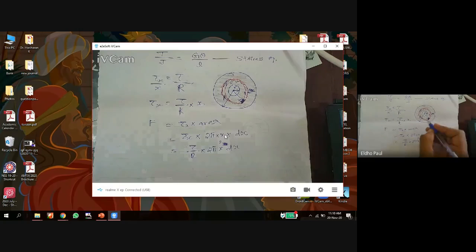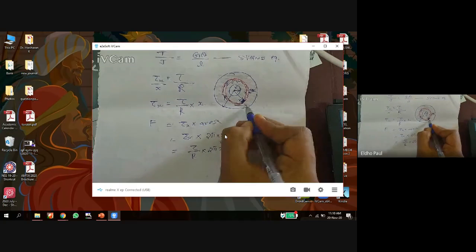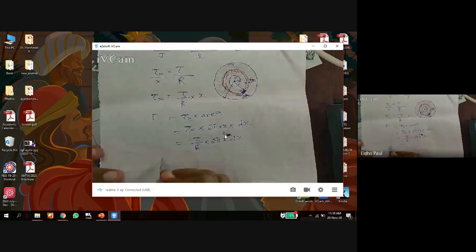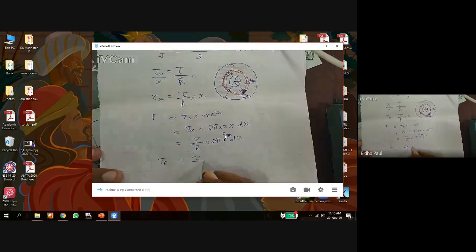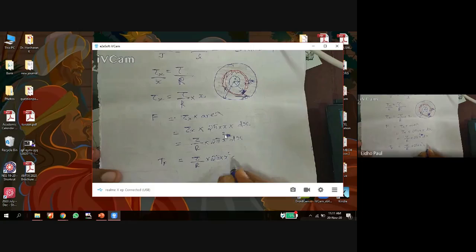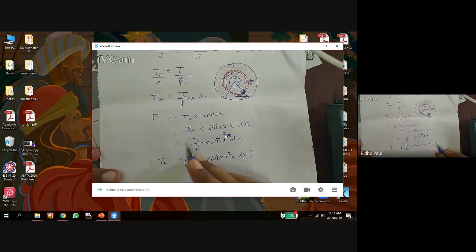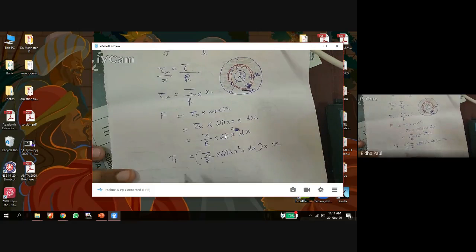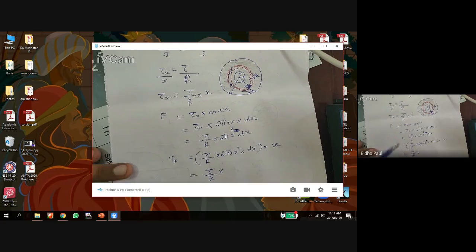So the turning force, or shear force, acting on the elemental area is equal to this much. And the turning moment produced by that force F is the force into the perpendicular distance, again x. That is equal to tau by R into 2 pi x cube dx, similar to the previous derivation. There is no difference here. The only difference is that small r is replaced by capital R.